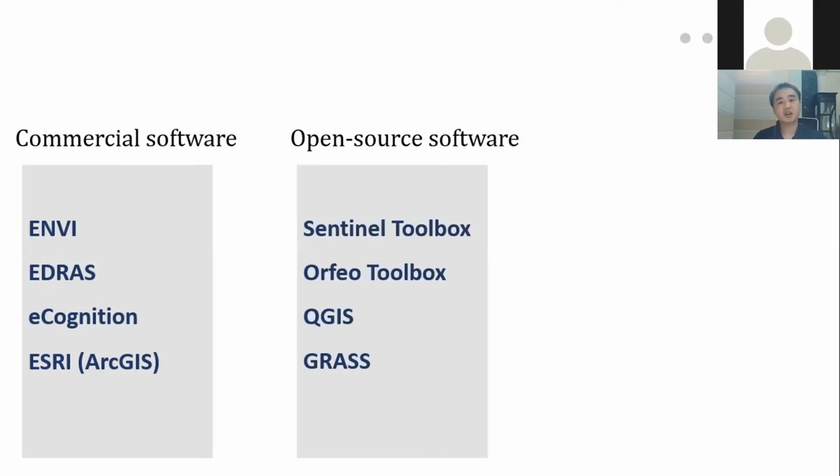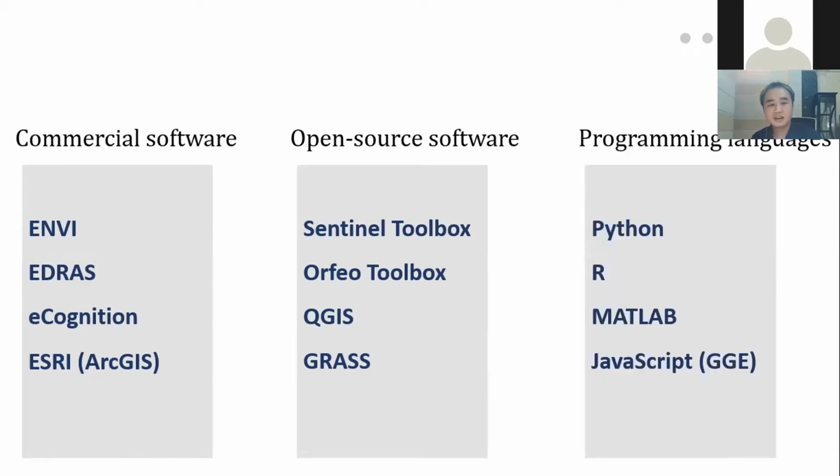So instead of commercial software, you can use open source software such as SNAP and Jupyter Notebook. QGIS and GRASS are also very famous and have been developed by a lot of different science communities and supported by different universities around the world. And the third one is programming languages that allow you to have the highest degree of manipulating remote sensing data. Some of the most common are Python, R, MATLAB, and JavaScript.